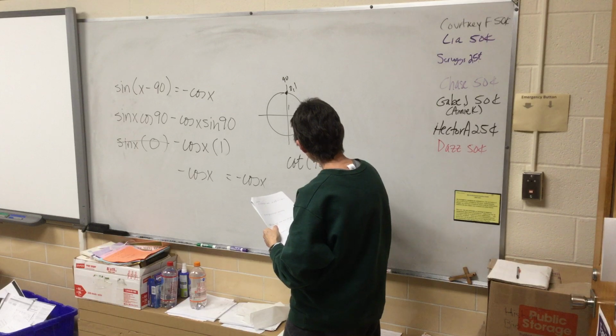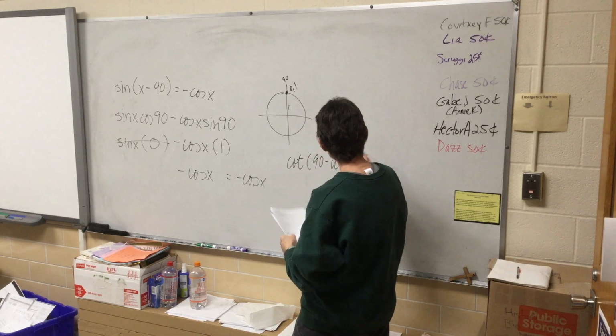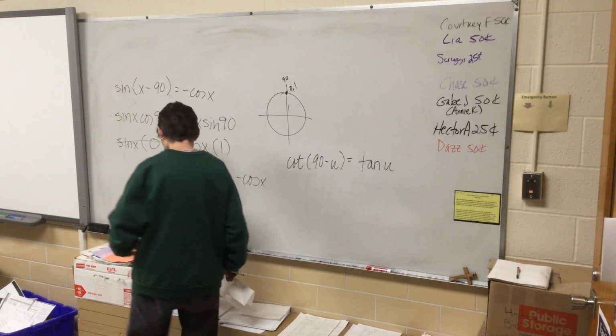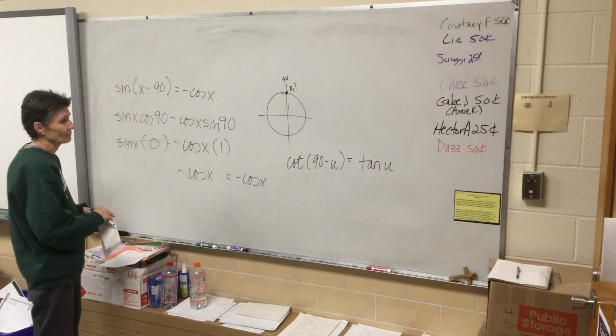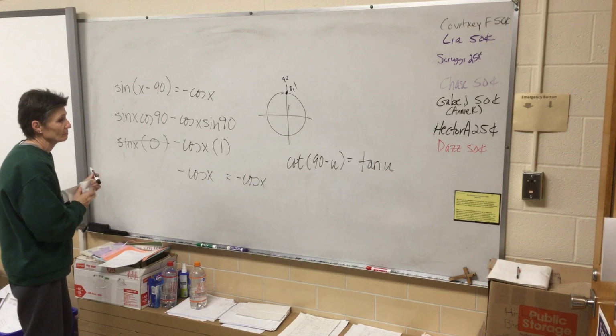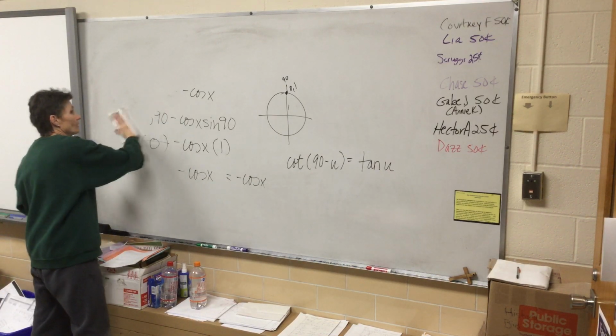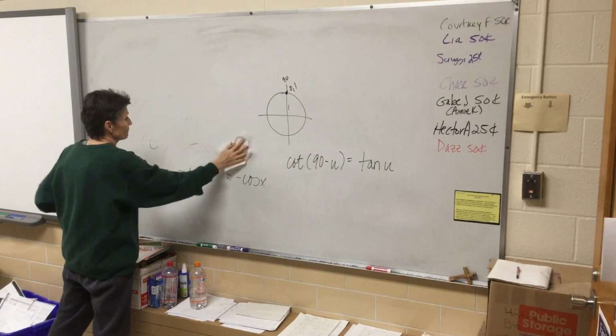Cotangent of 90 minus u equals tan u. All right, this one's a tough one. This one's tough.